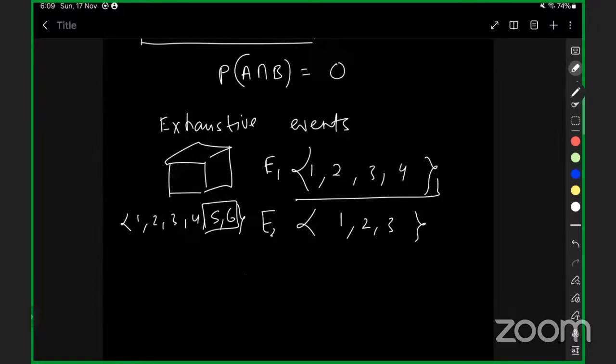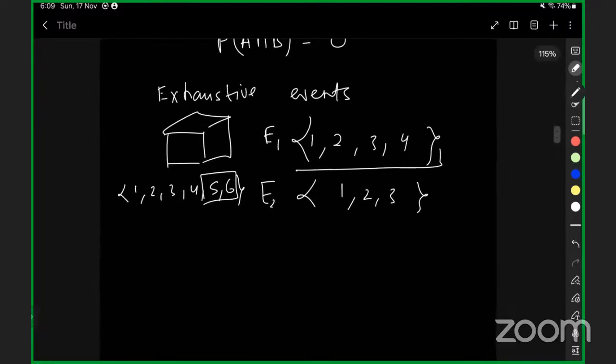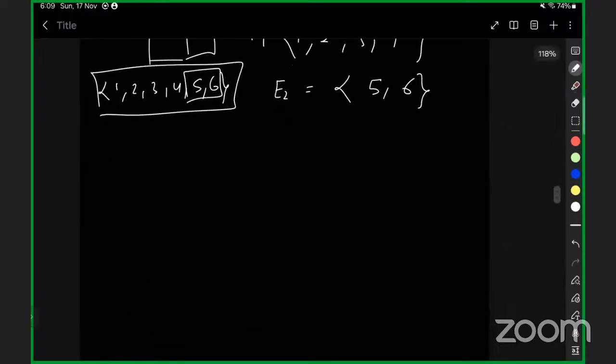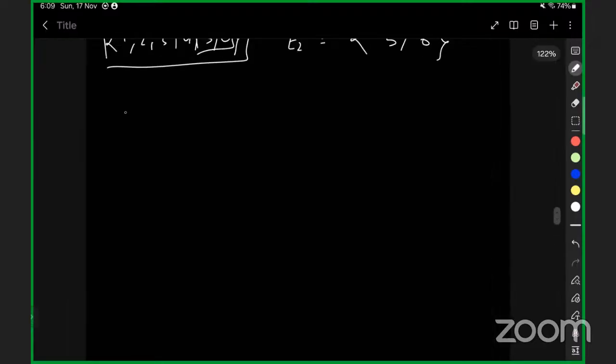Exhaustive events are the ones which cover all of them, right? So it has to be something like E1 is this and E2 is 5, 6, then it will become exhaustive. If you combine both of them, you'll have the complete set. Now, whether there is anything common between them or not is a different thing. But if they cover all of them, those are exhaustive events.